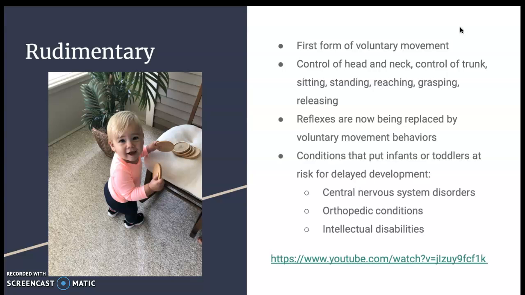This is a picture of my niece on the left. I just found it in my photos and it works. She's probably 15, 16 months in that photo, and she's standing by herself playing with coasters, so that's just kind of a rudimentary phase visual. So the reflexes we just learned about are now being replaced by voluntary movement behaviors.